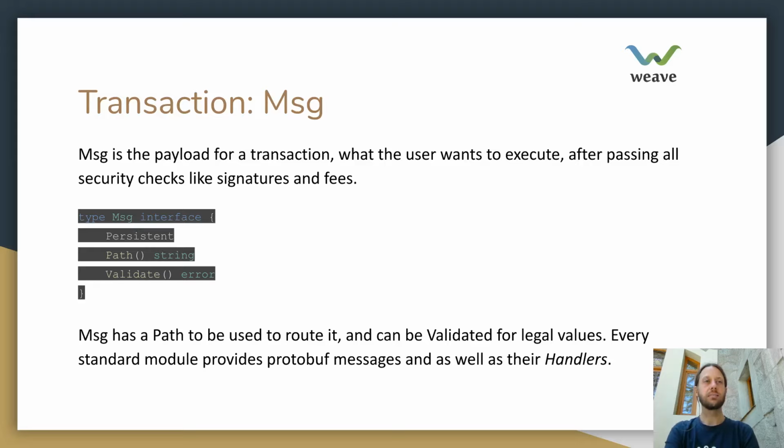A message, again, is persistent. And it has two main functions, path and validate. Path is used to route it. Rather than use reflection everywhere, or some type magic lookup, which I had done in a previous version, we explicitly have a function on every message which returns a unique string identifier for itself. It can be anything you want, and generally should be hard-coded per type. And then that can be fed in a map to a handler. A router can use that to route it.